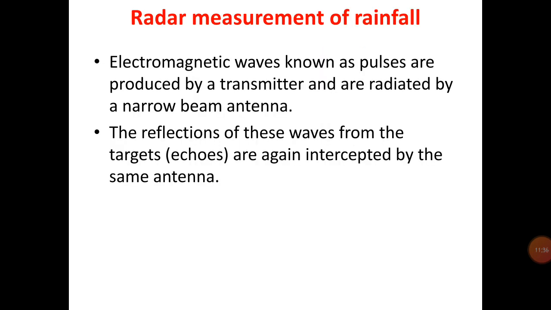Now let us discuss radar measurement of rainfall. Electromagnetic waves known as pulses are produced by a transmitter and are radiated as a narrow beam by an antenna. The reflections of these waves from the targets, or echoes, are again intercepted by the same antenna.